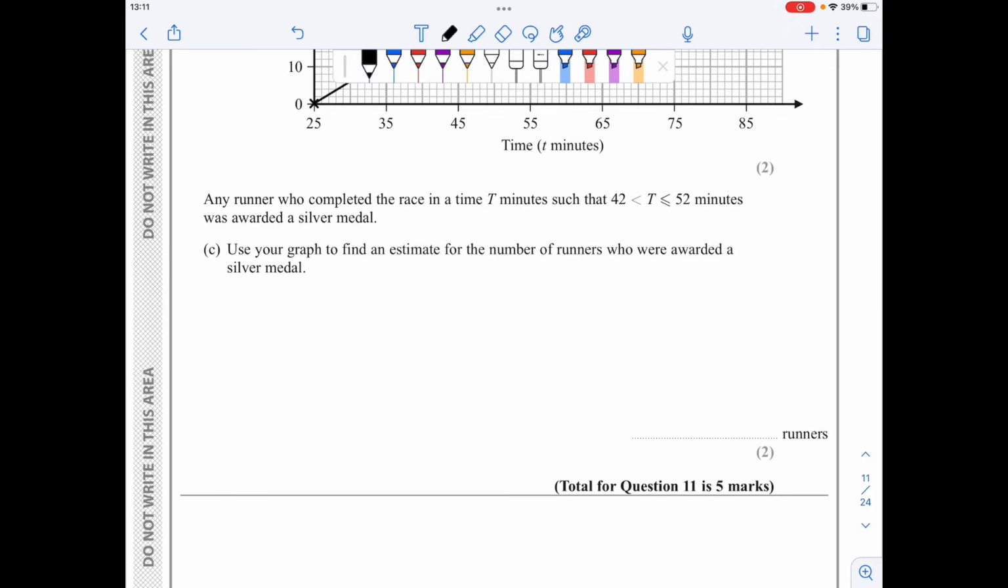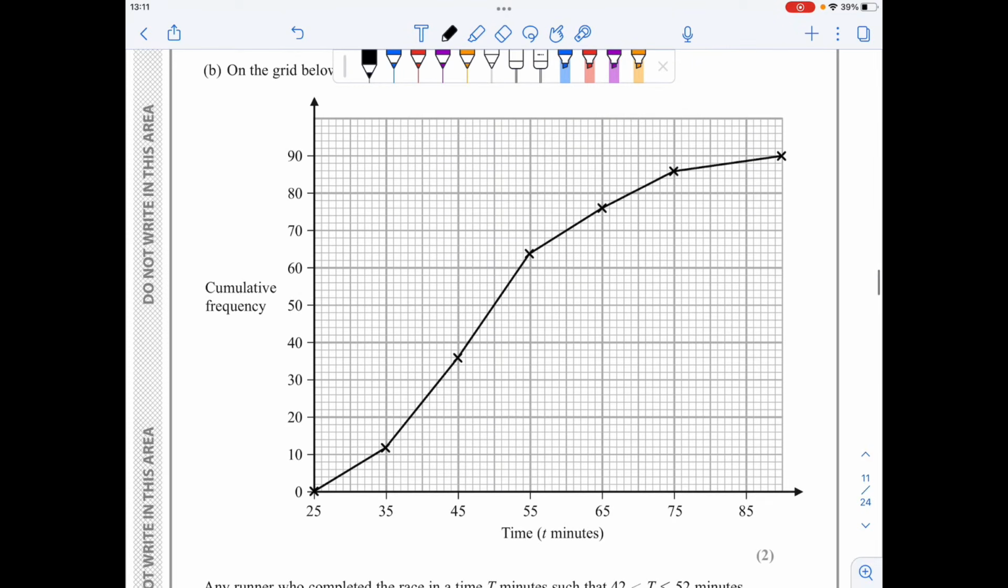Now for part B, I need to find the estimate for the number of runners who are awarded a silver medal, and those are the ones that had a time between 42 and 52. So let's go to the graph. I'll start from the horizontal axis at 42 and 52, and then go up and then left to read off the cumulative frequency. Now on the x-axis, that's my 42, that's the 52.